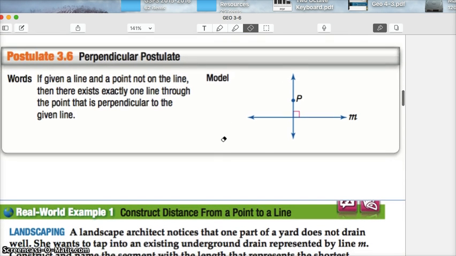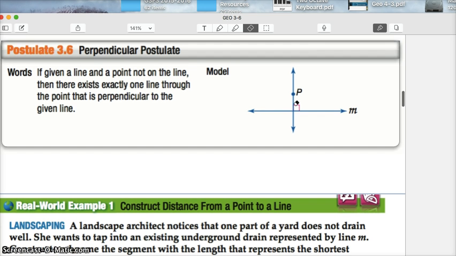We have a little postulate. If given a line and a point not on the line, there exists exactly one line through the point that is perpendicular to the given line. There's only one line that can go from this point to this line, and that's going to be perpendicular. And so that's just something we accept and we understand.